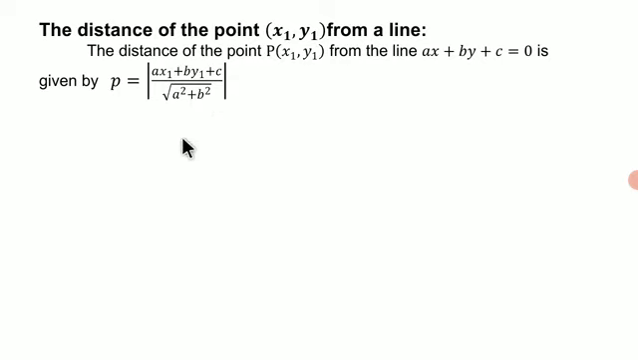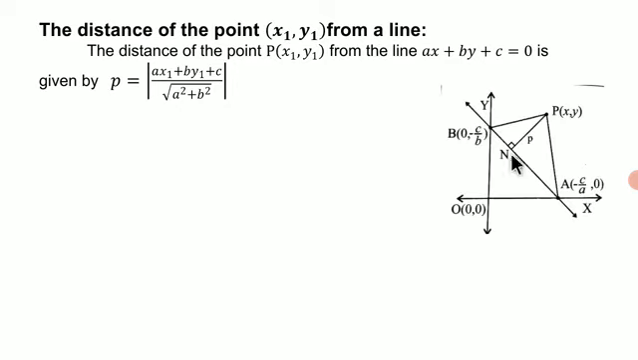Now see the proof. So we consider the figure. Here this is the line ax plus by plus c is equal to 0. Again this line cuts x-axis and y-axis in points A and B. So again we get coordinates of A and B. Here P(x1, y1) is any point other than origin in the coordinate plane.